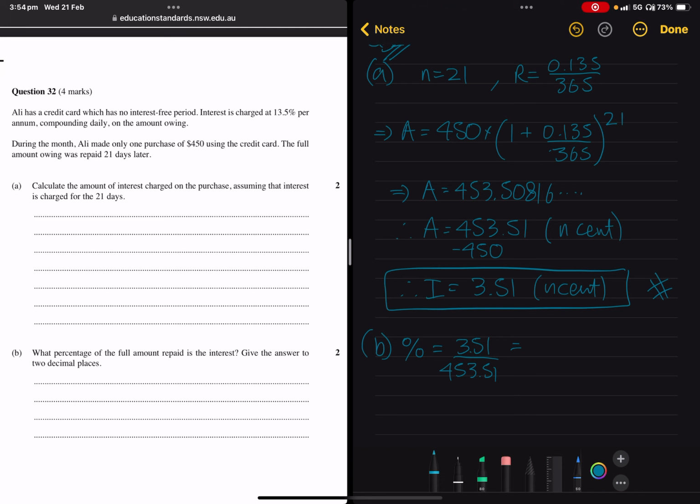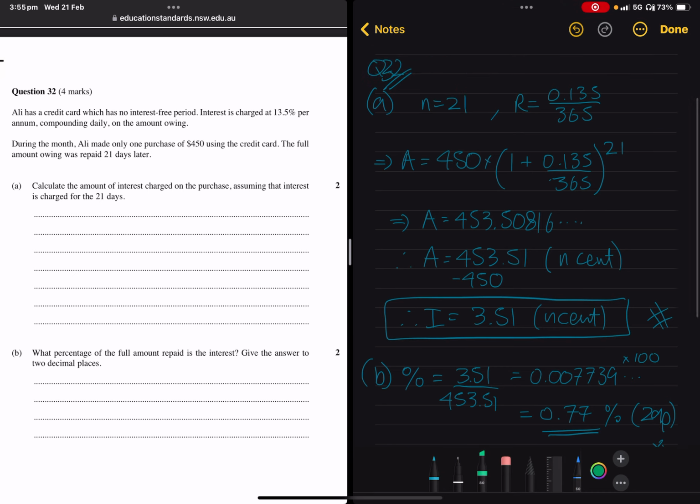So this is 3.51 divided by 453.51. That is 0.007739... Multiply this by 100 to write it as a percentage, and we'll get 0.77%. This is to 2 decimal places as a percentage. And this is the answer we're after.